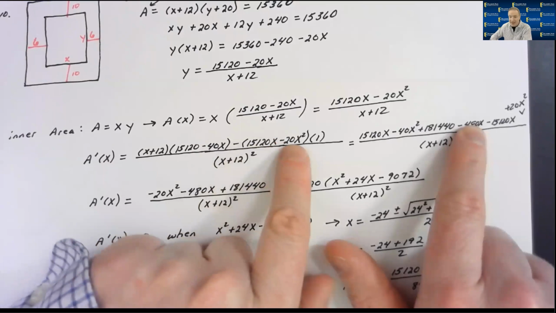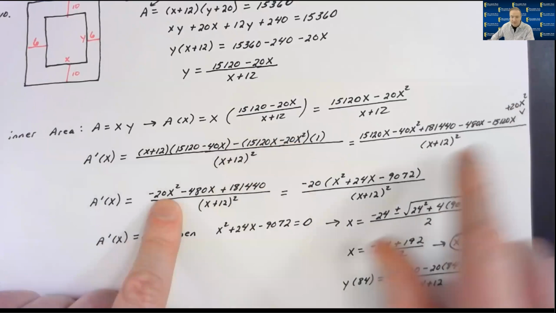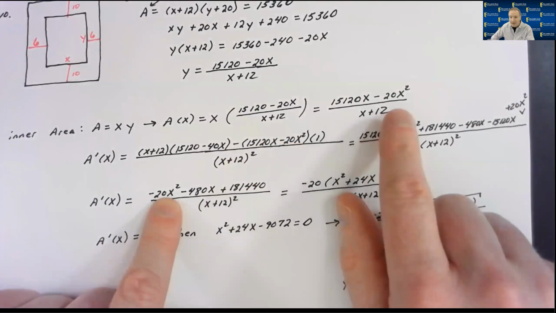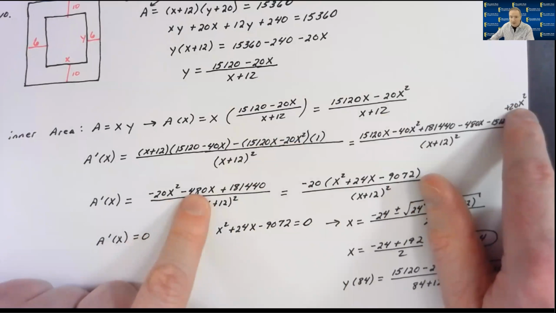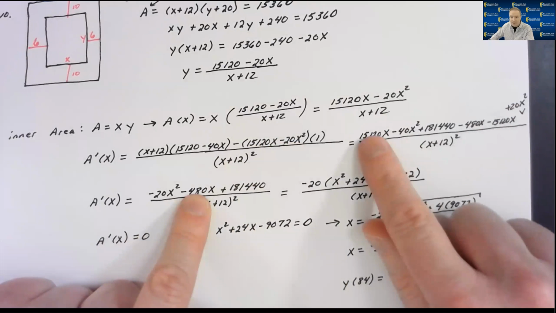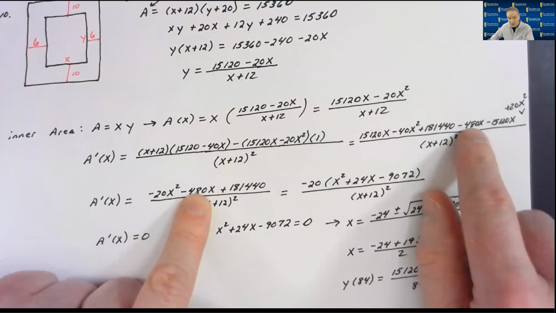15,120x, and I know I'm adding 20x. I kind of ran out of room horizontally there. Now, all of this simplified down and combined in the next step. I had a negative 40x squared plus 20x squared for negative 20x squared. And when I combined the terms of x, 2 of them canceled out, the 15,120x minus 15,120x. So I only was left with a minus 480x.